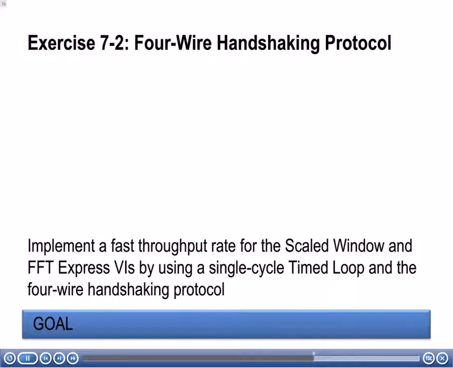So at this point, I would recommend that you do exercise 7.2, 4-wire handshaking protocol. These handshaking terminals, since there's 4 of them and there's 4 wires, a lot of times it's referred to as 4-wire handshaking protocol. In this exercise, you'll be able to actually wire some of these VIs together and configure them, and this will give you a better idea of how throughput, latency, and these handshaking terminals work. For now, let's go ahead and take a look at the solution, and I'll demo that.